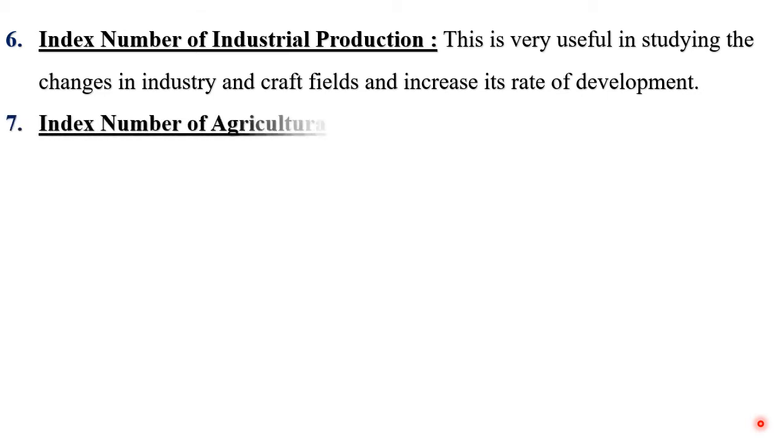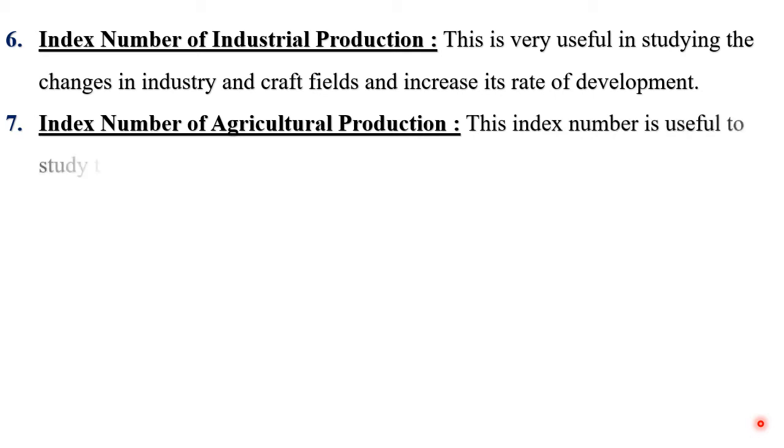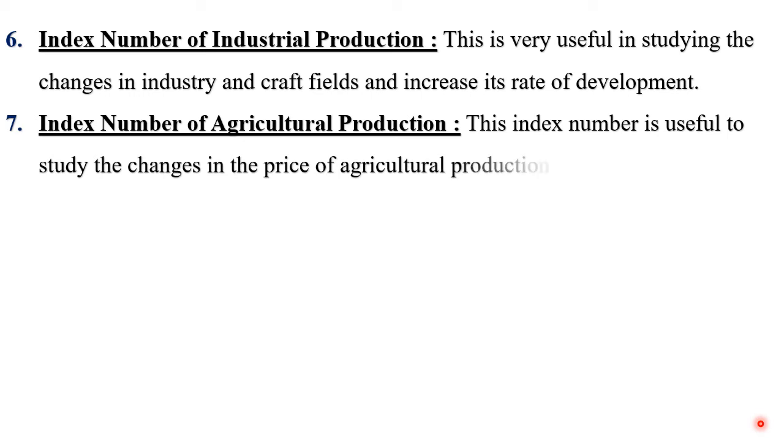Index number of agricultural production. Naturally, this gives us the changes in agriculture, whether it is increasing or decreasing, how much proportion of the population is working in agriculture, what the income from agriculture is, and what the current situation of agriculture in India is. Based on that, the government can frame policies to develop it further.